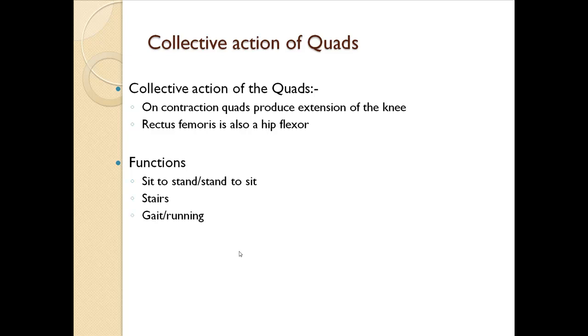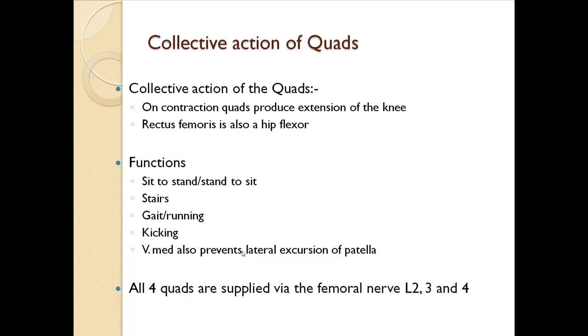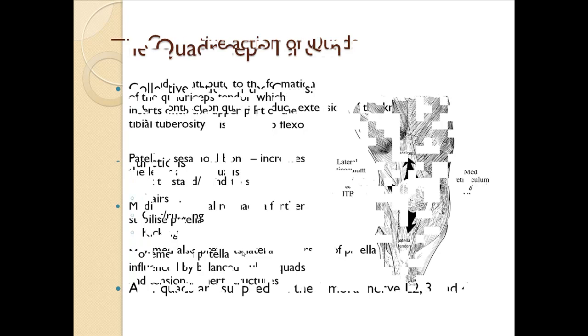During walking and running, they're very important there. Kicking a ball, as I said, rectus femoris becomes very important in that situation. The vastus medialis, the lower fibres of vastus medialis in particular, sometimes called vastus medialis oblique, VMO, also has a role in preventing lateral excursion of the patella. All four quadriceps are supplied via the femoral nerve roots L2, 3 and 4.